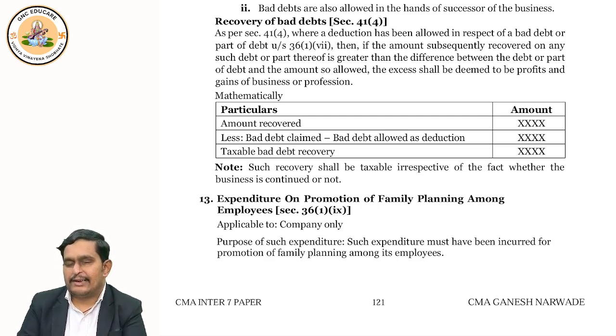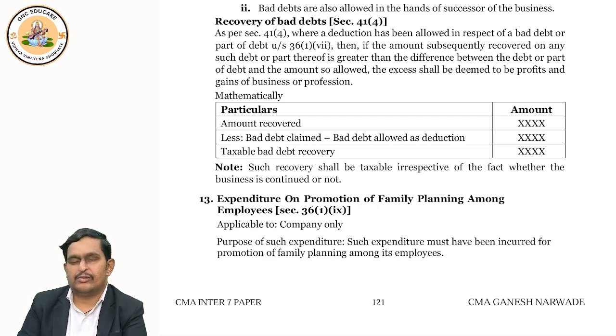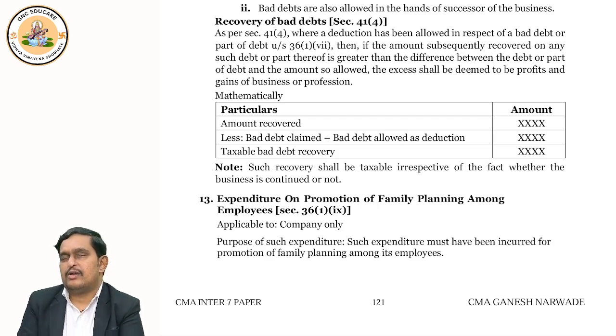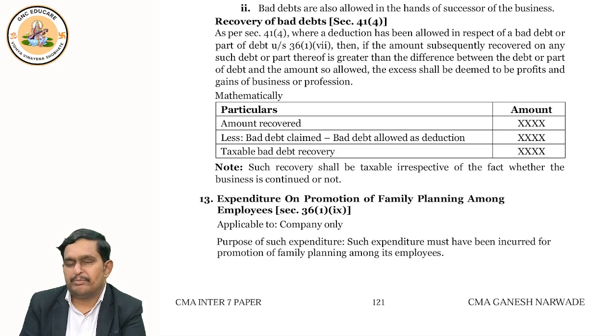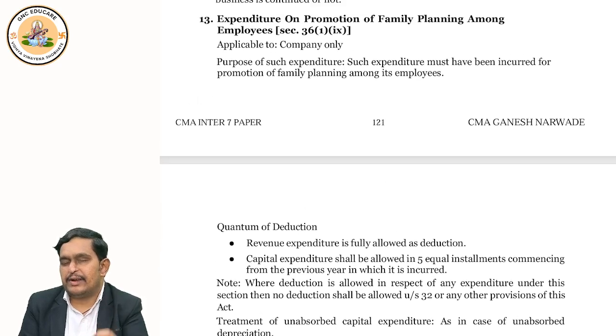Now, this deduction is allowed only to companies. So, is it allowed to sole proprietorship? The answer is no. Is it allowed to companies? The answer is yes. Under section 36, it is allowed to companies only. Other assessees, no deduction. So, when we talk about family planning expenditure, please remember, in section 36, deduction is given only for companies. If it is revenue expenditure, 100% deduction.